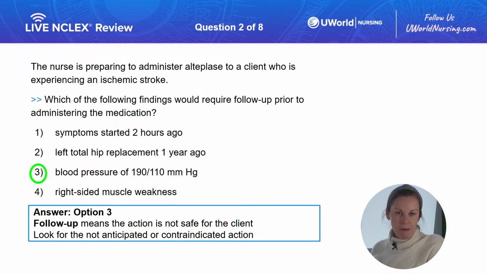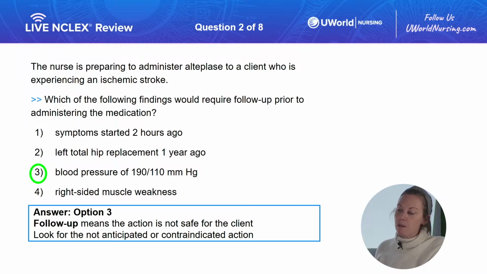So we can give TPA for things like myocardial infarction and ischemic stroke. But again, whenever we're giving this medication, it's going to indiscriminately lyse or break down clots in our body. So we're going to have a really high risk for hemorrhage with it. So we need to make sure that our client is screened for some absolute contraindications, meaning absolute reasons we should not give this medication. So I'm going to walk through those, and then that'll lead us into our correct answer.